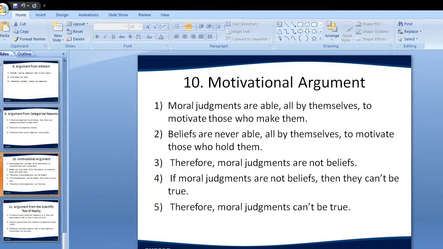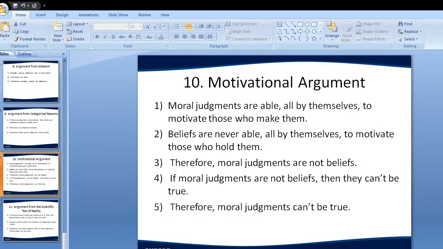This is, guess what, inspired by our good old friend David Hume, in constructing the following motivational argument. One: Moral judgments are able all by themselves to motivate those who make them. Two: Beliefs are never able, all by themselves, to motivate those who hold them. Therefore, moral judgments are not beliefs. If moral judgments are not beliefs, then they can't be true, because only beliefs are true. Therefore, moral judgments can't be true.